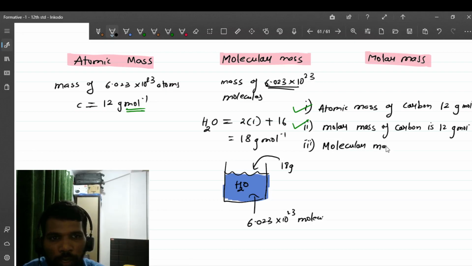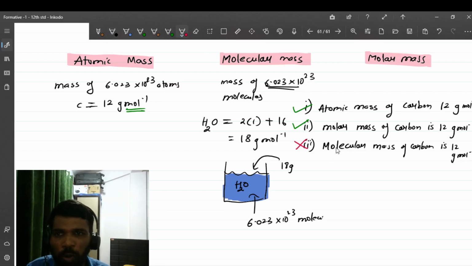Molecular mass of carbon is 12 grams per mole. I cannot say this, because carbon is not a molecule. It is an atom, right? Molecule is a group of atoms of the same type or of different types, right? I cannot say this. Now I'll make one more statement regarding water.